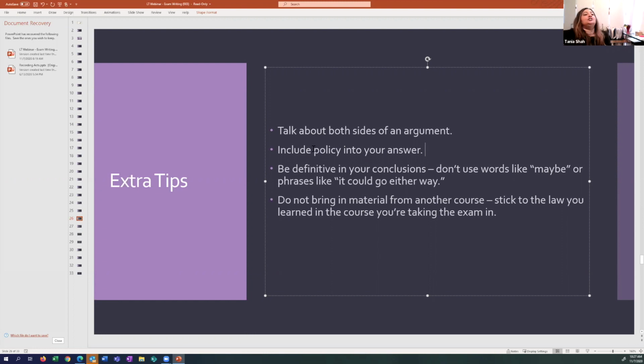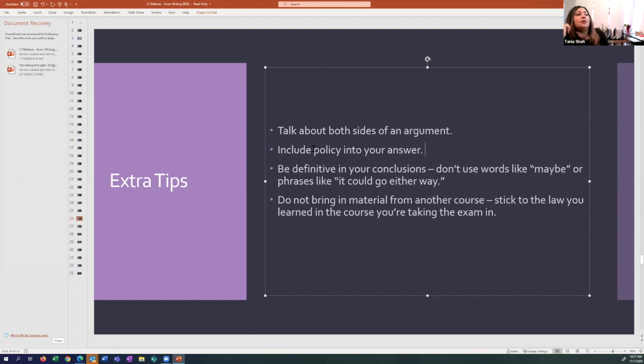Do not use "maybe, it could go either way," or "well, the court will have to decide." Oh God, no, no, no. "I don't know, the court will have to decide." Okay, you are judge, jury, you're everything on this. If you say, "I don't know, the court will have to decide if this was negligence," your professor will be like, no, you were supposed to explain whether this is negligence or not.